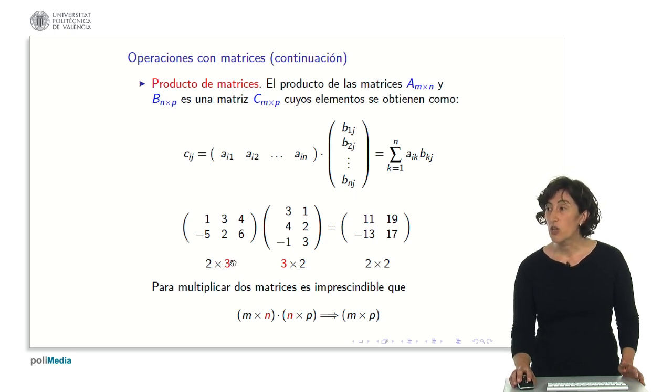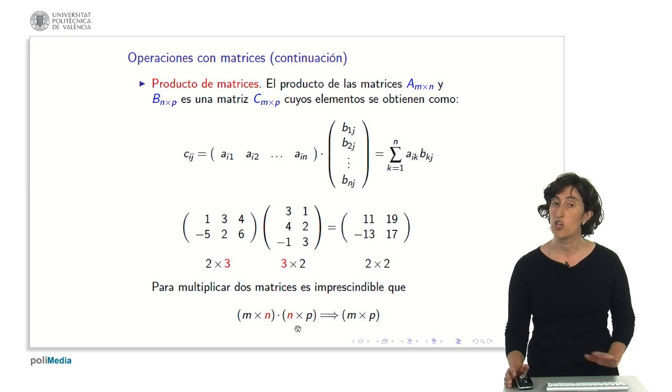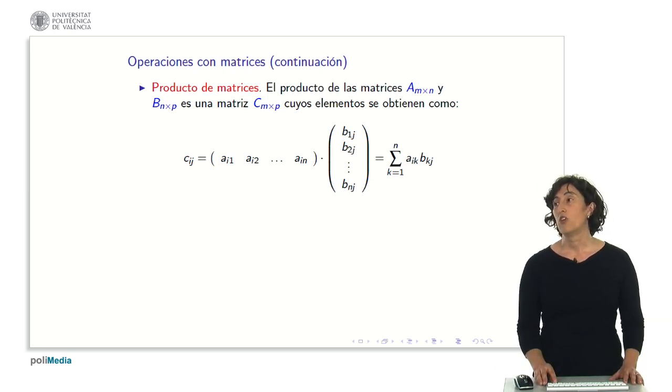Well, what do you see here in red? This 3 coincides with this 3, which is essential. To multiply two matrices, it is essential that the number of columns of the first matrix coincides with the number of rows of the second matrix, so that I can make the first row by the first column, for example, or row by column, without remaining elements. Then it is essential that these two numbers coincide, and the result is always: I eliminate those two numbers, and I have the 2 and the 2. This 2 and this 2 can be the same or not, m and p. But always the n must be the same. The number of columns of the first must coincide with the number of rows of the second to be able to make the product.